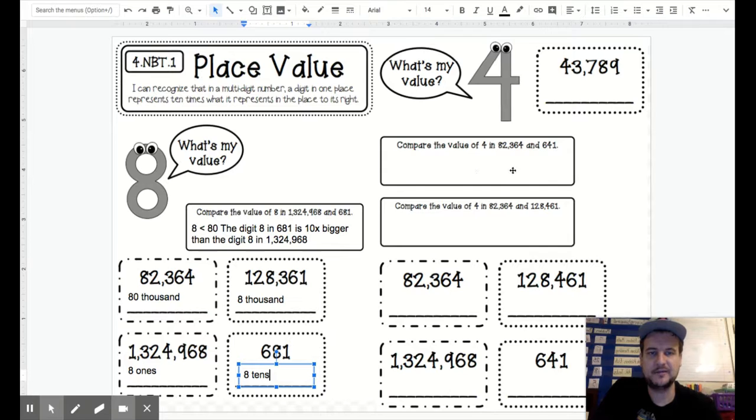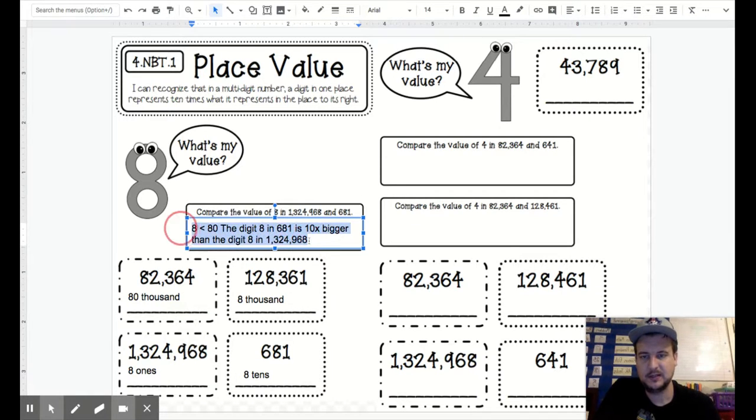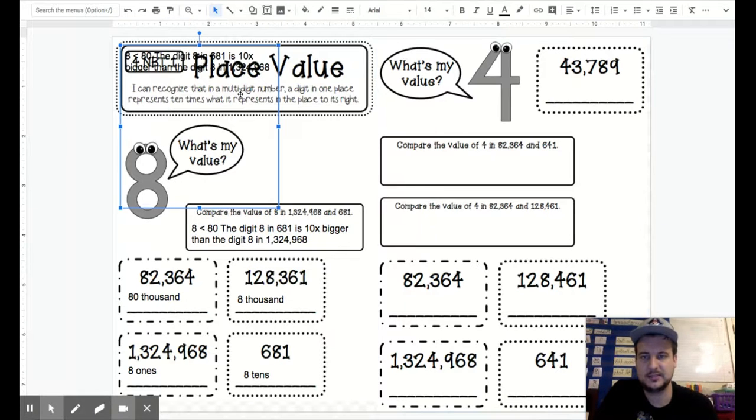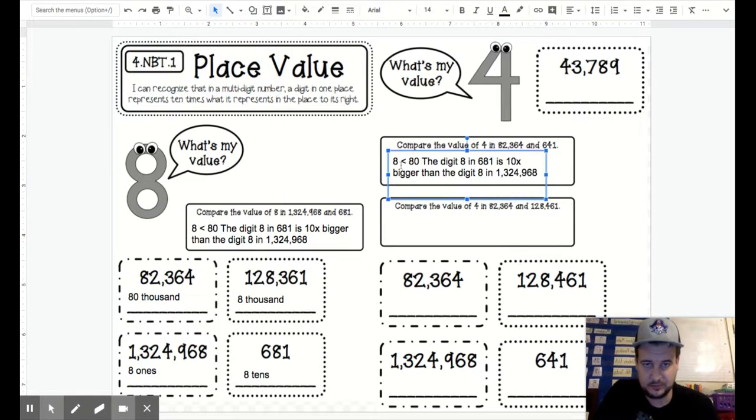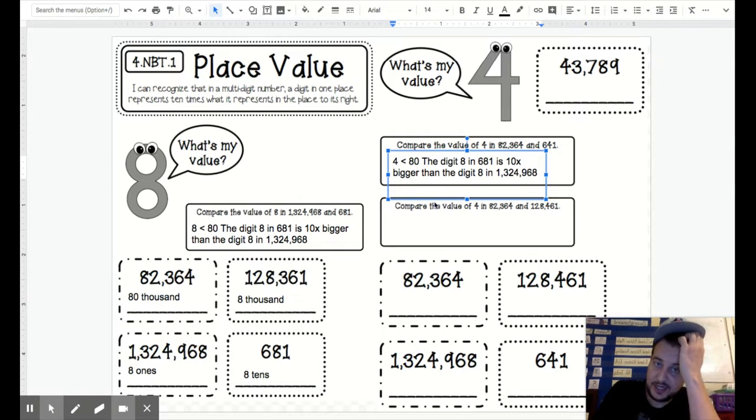All right, compare the value of the 4 in 82,364 and 641. Same thing as before. I'm just going to copy this and change it, try to save some time here. Power of technology. Okay, so the 4, that's 4 ones again. The 4 in 82,364. And then the 4 in the tens place, that's 40.